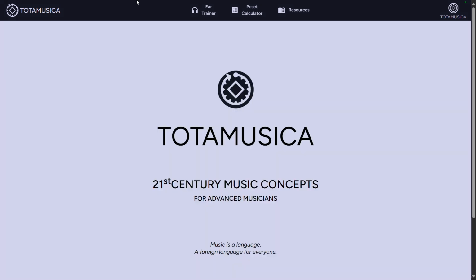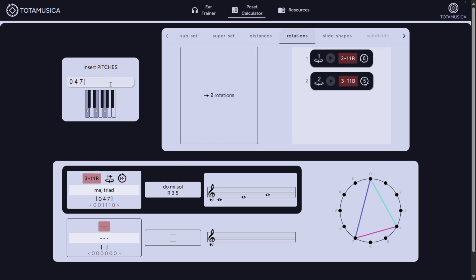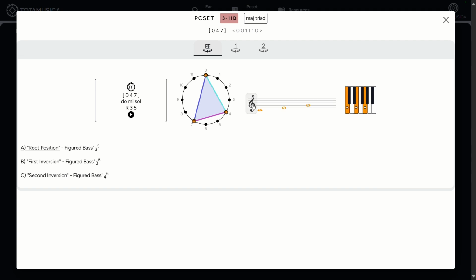Let's use a simple example with the major triad. If the set entered corresponds exactly to a prime form, the universal specimen for its transpositions, the calculator's rotations will match those in the info page. For instance, input the C major triad 047. The rotations match exactly those shown in the info page or in the wiki page because the C major triad coincides with its prime form.